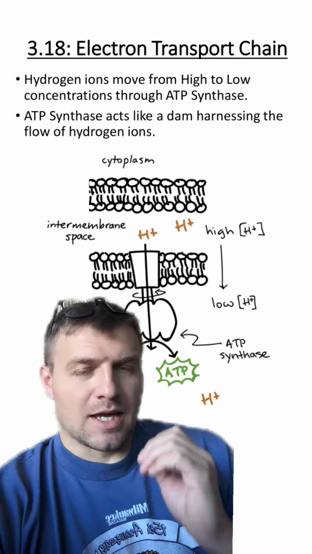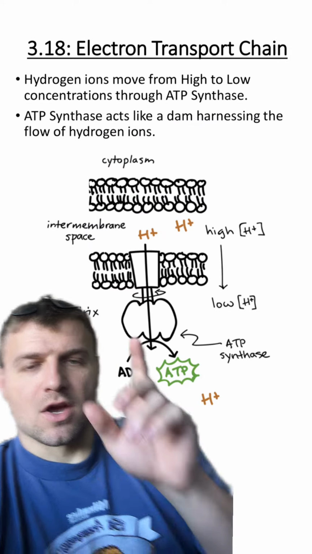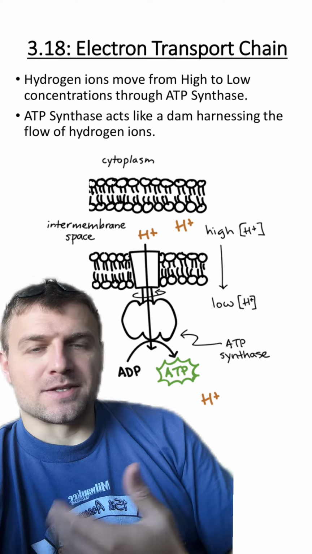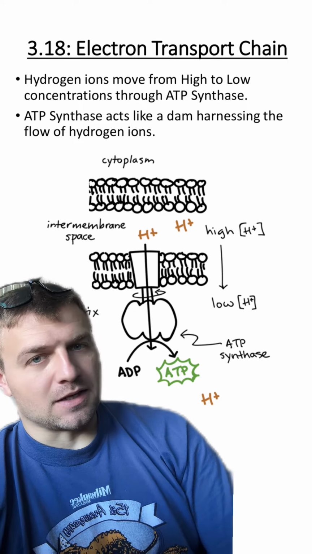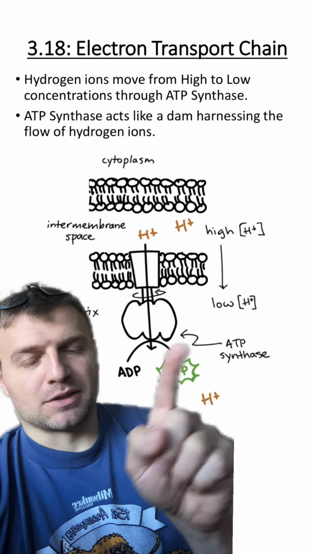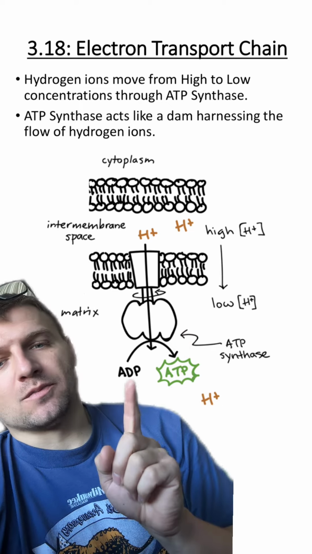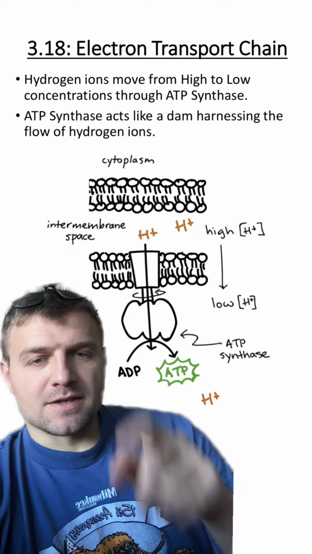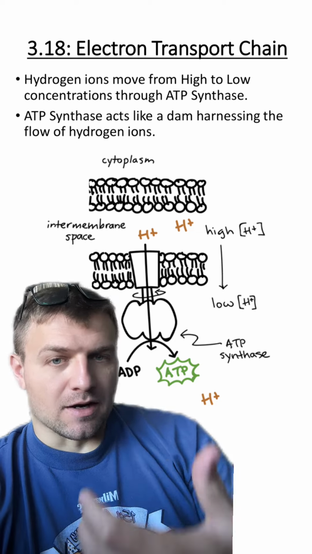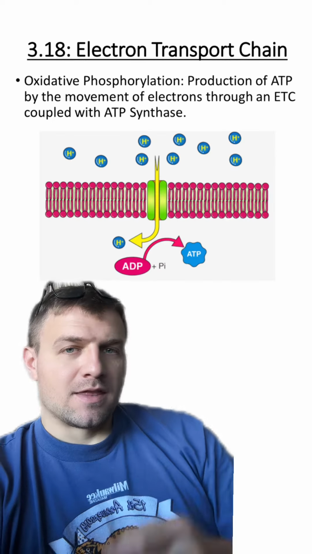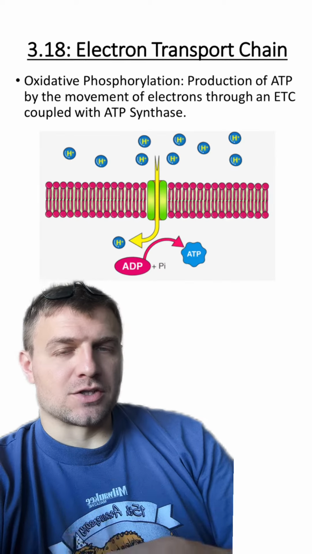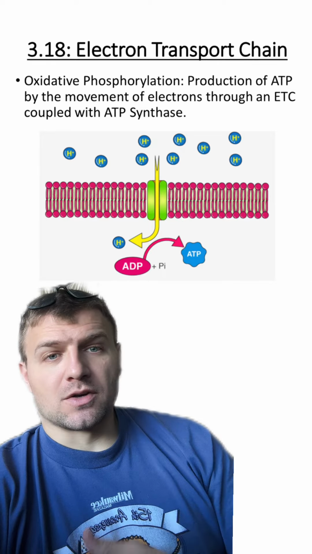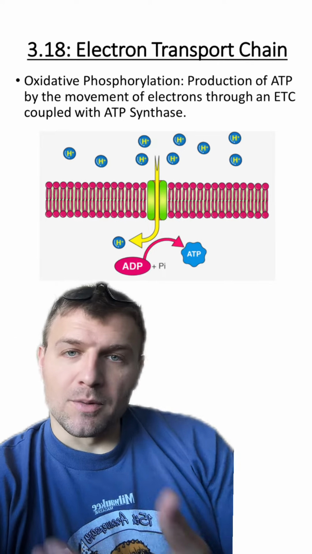So again, remember, we're creating this high concentration of hydrogen ions between the membranes and this low concentration in the matrix. And just like we saw in photosynthesis, we're going to see these hydrogen ions move through this ATP synthase. This ATP synthase is an enzyme that's going to make ATP. It's actually going to rotate in place and bond a phosphate group onto ADP, making it ATP. These ATP synthase are again going to be found on the inner mitochondrial membrane. This type of phosphorylation is known as oxidative phosphorylation. This is the production of ATP by the movement of electrons through the electron transport chain coupled with the ATP synthase.